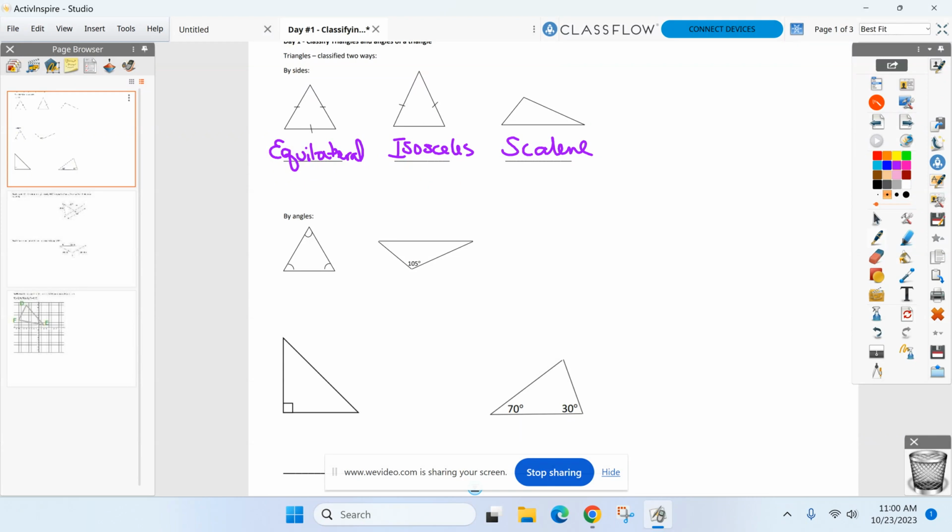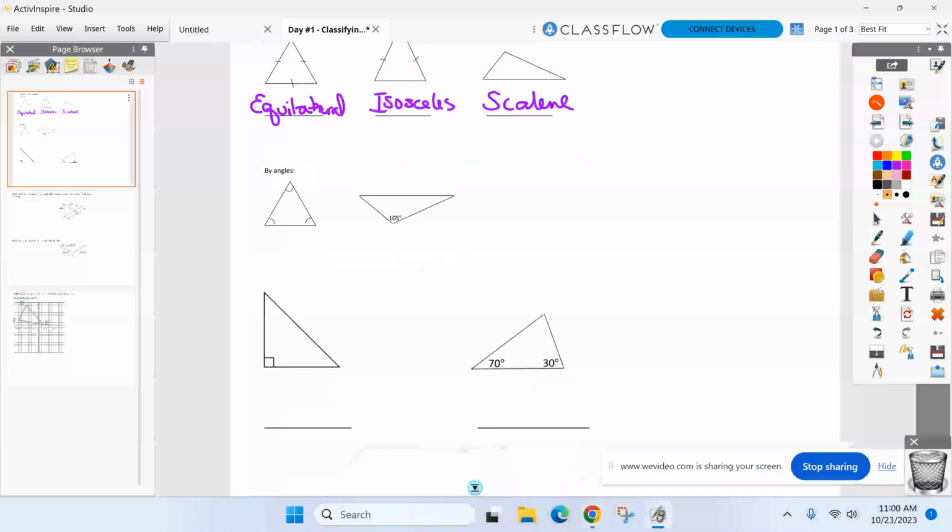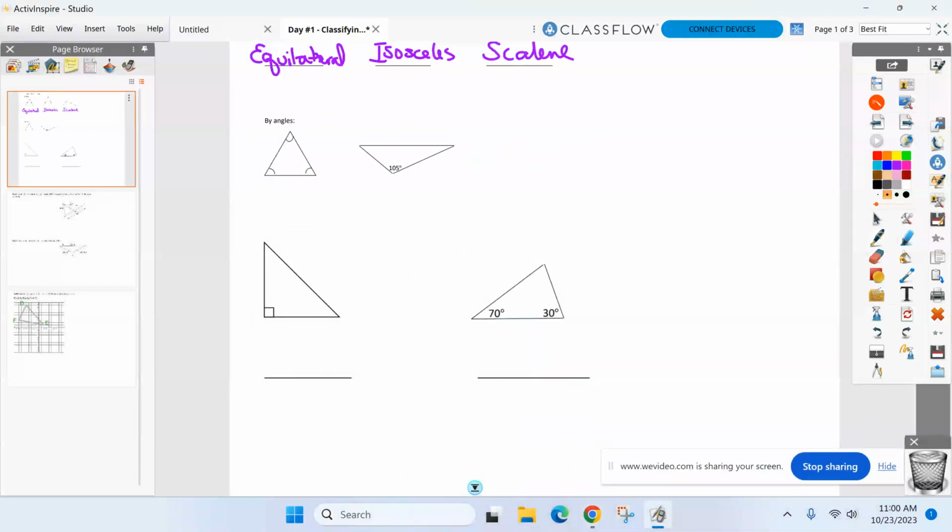All right, so now let's say I know nothing about the sides, but I know all three angles. Or I don't need to know all three angles, I know something about the angles. So let's first start with this one here. All three angles are congruent. Now, could you call that equilateral? You can, because if all three angles are equal, so are the sides. So you could get away with calling it equilateral.